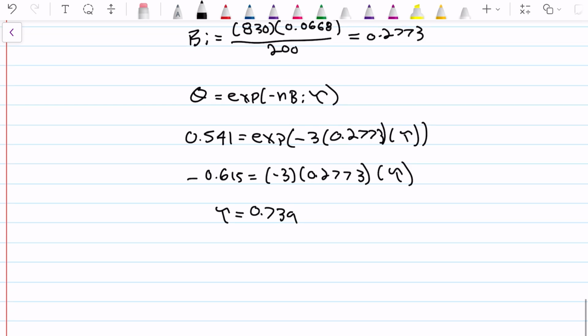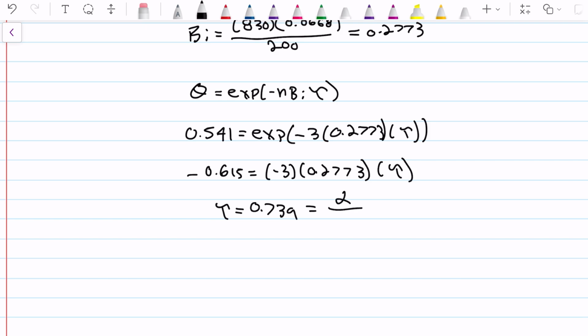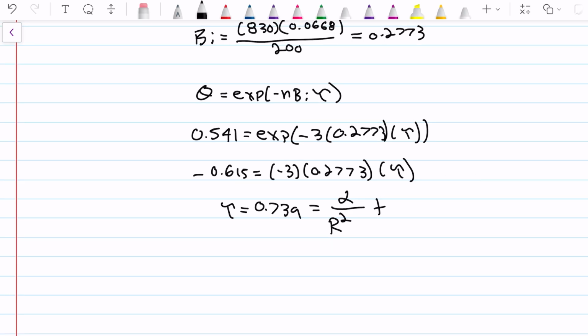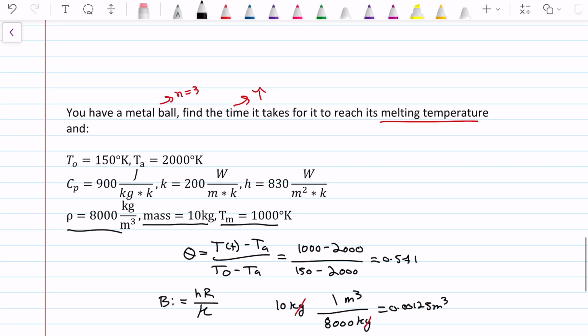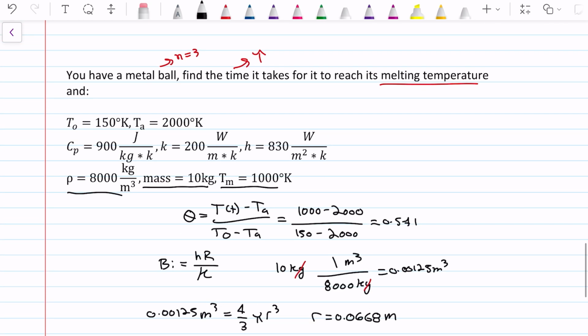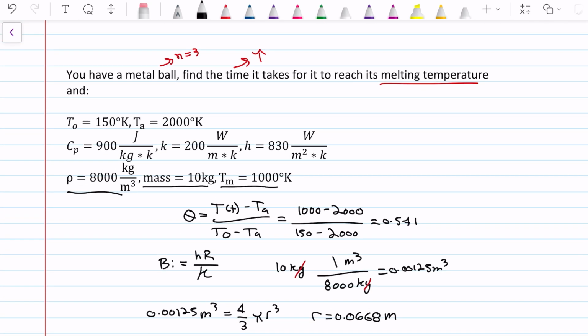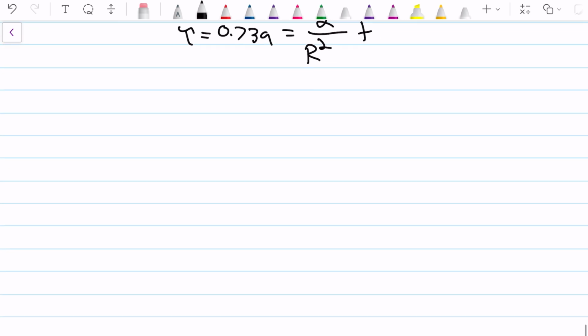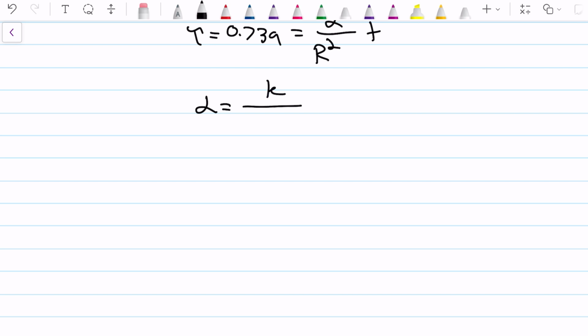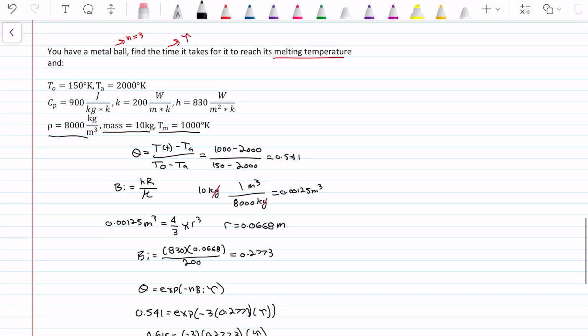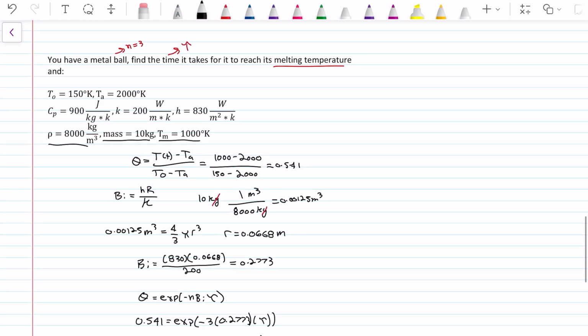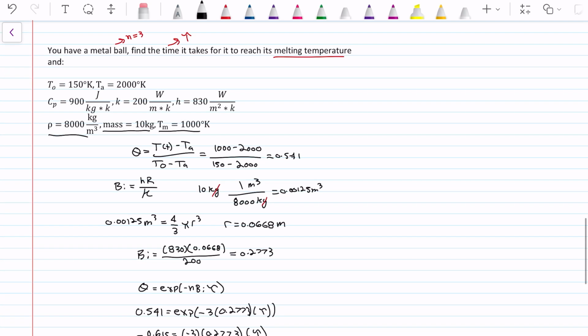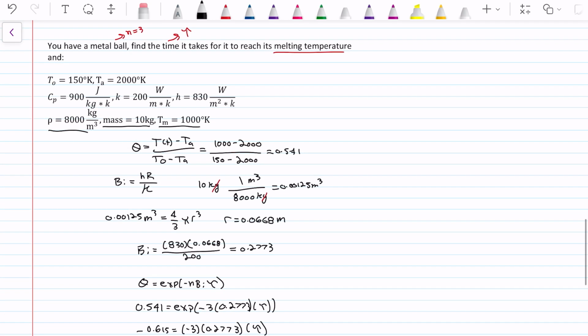We remember that this is defined as alpha over the characteristic length squared, which I'll call r squared, times time. They want time, so we're going to need to solve for alpha, and the radius squared is known. Our definition of alpha is the thermal conductivity of the solid over its density times its specific heat. We have all those values.